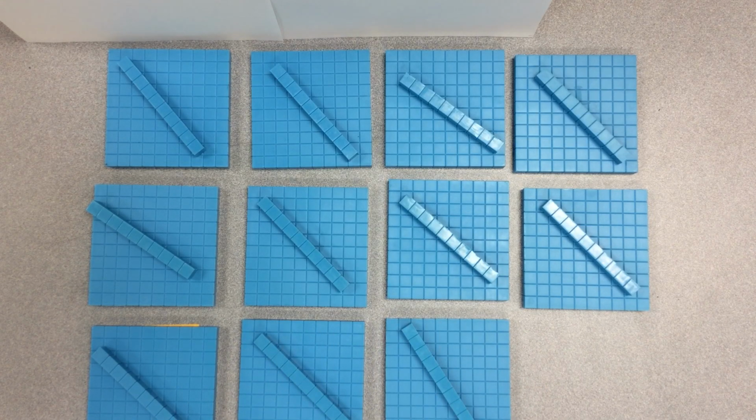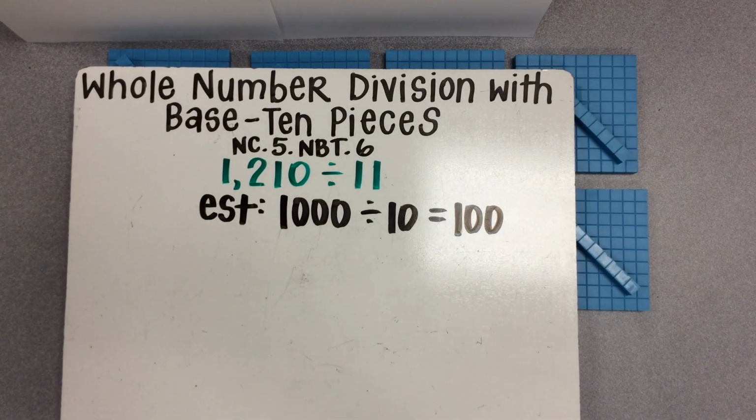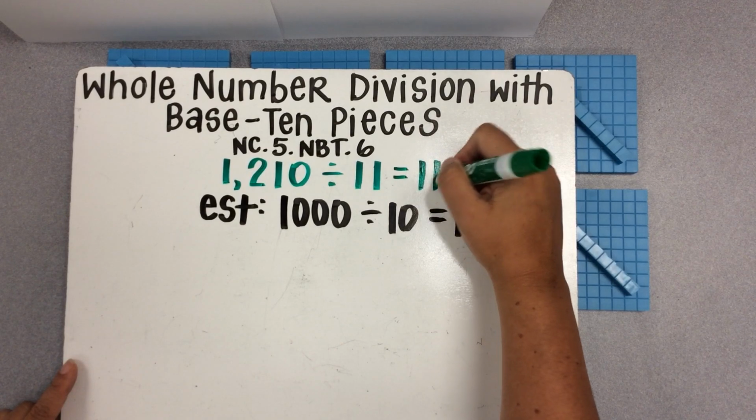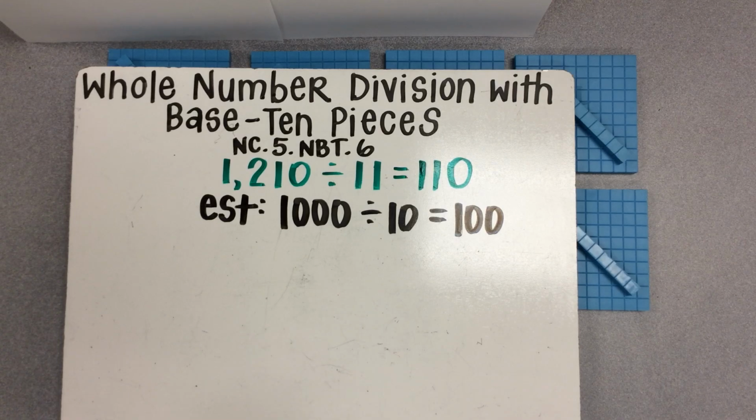And what I can see is that each group has 100 and 10. So 110 is the quotient there. So let me go back to our expression here. So this lets us know that the quotient of 1,210 divided by 11 is 110. I know that answer is reasonable. When I check that against my estimate, we had estimated that the answer would be around 100, and 110 is close to that. And so this is how we can divide a whole number by another whole number using base 10 pieces.